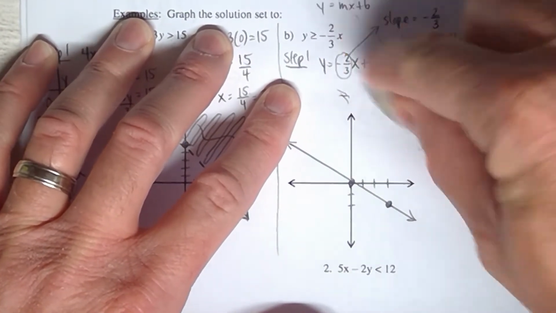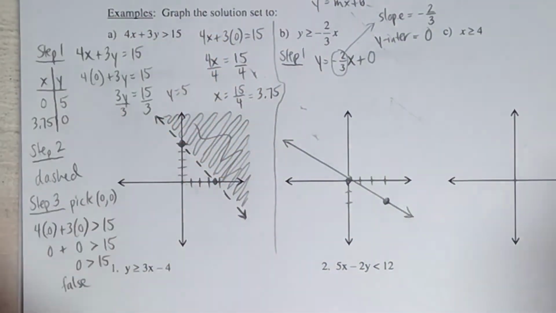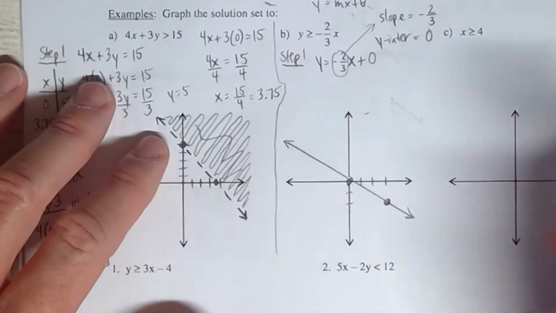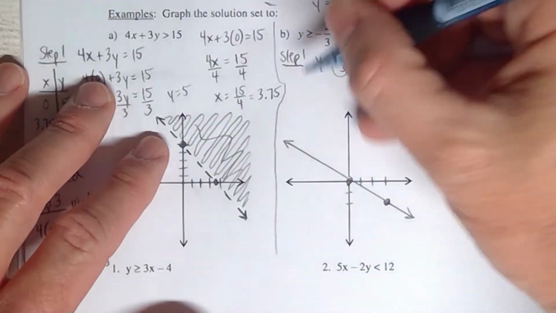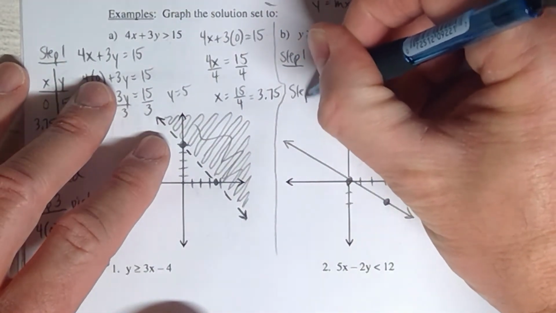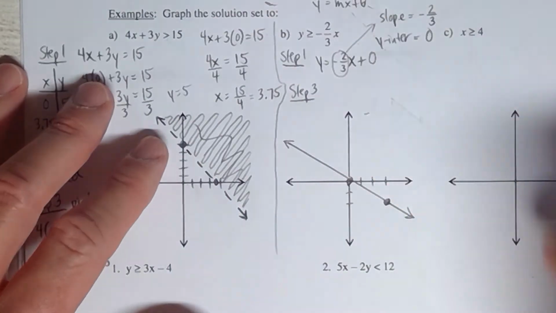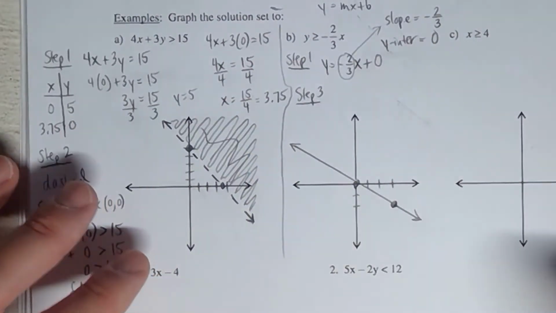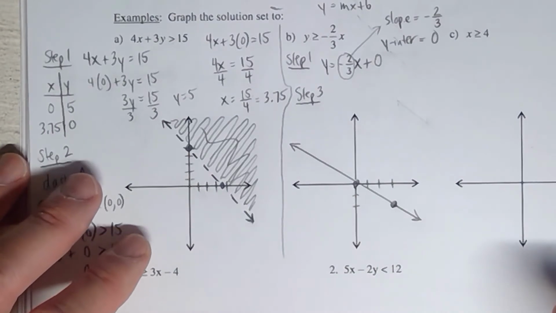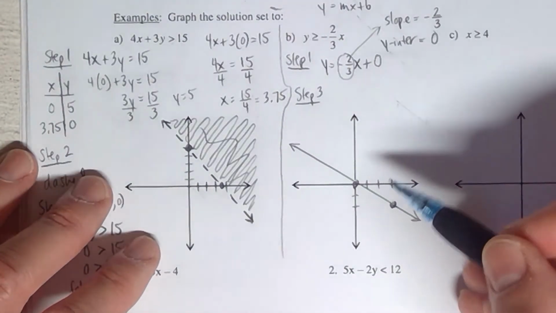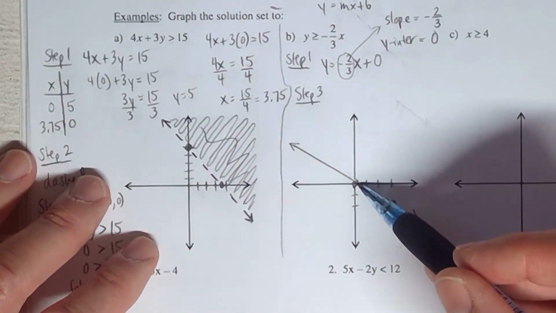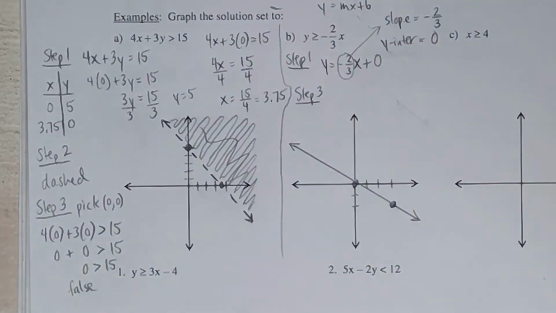Okay, now, I've done my line. I've figured out that it was solid, okay? So I'm going to jump right to step 3 here. That's the step where I use a test point. What test point am I going to use? Again, notice though, this time that 0, 0 is right on the line, isn't it? So you can't use that this time.